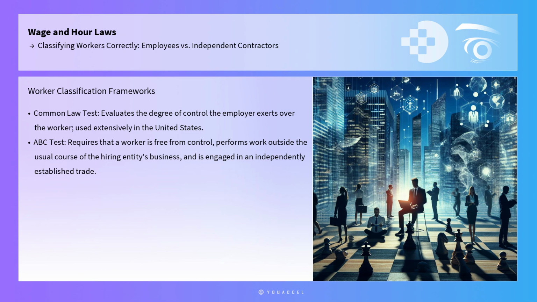For instance, in the landmark case of Dynamex Operations West v. Superior Court of Los Angeles, the California Supreme Court adopted the ABC test for determining whether a worker is an independent contractor. This test requires that a worker is free from control, performs work outside the usual course of the hiring entity's business, and is engaged in an independently established trade.